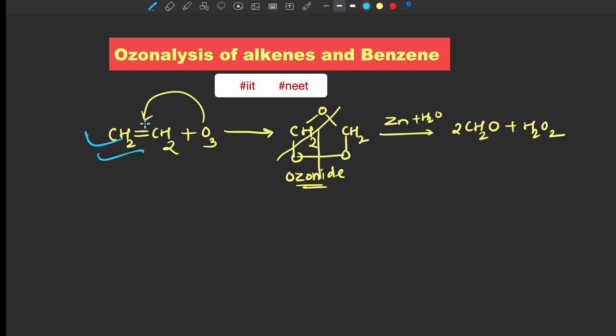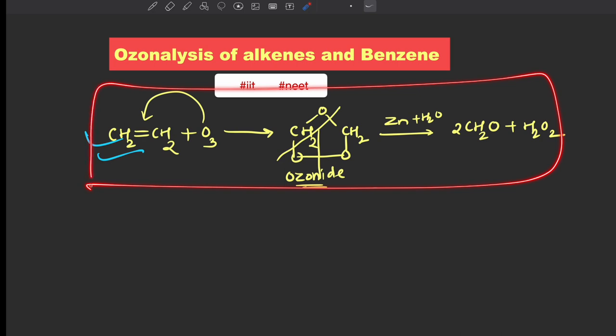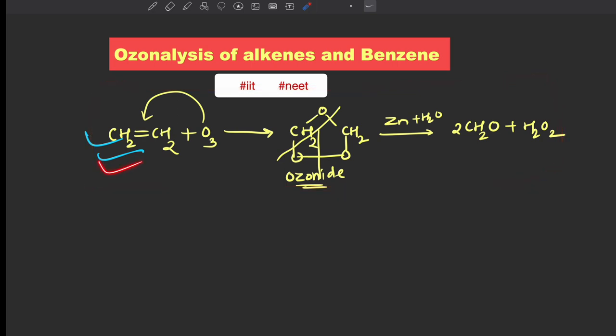In any alkene, the condition is only one: you have to break the double bond. One oxygen should be added towards one CH2 and another towards the other CH2. It's a simple reaction, and you can just write the product if you are able to do it. For solving IIT as well as NEET exams, we are not going to write all these kinds of reactions, but we directly try to predict the answer. We'll see a few examples here.